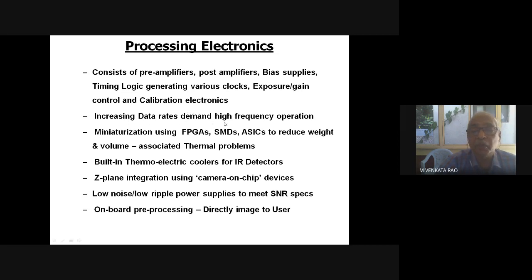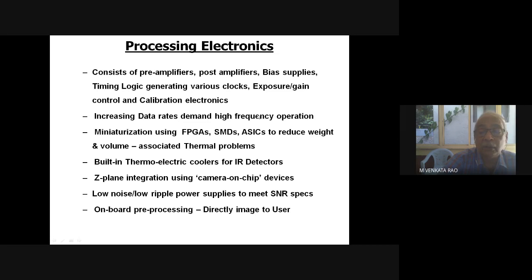Increasing data rates demand high frequency operation. As we are going towards higher and higher resolutions, for example, compared to a 10 meter, 50 meter, some hundreds of meter resolution, the data rates are increasing, and also the radiometric resolution. Earlier we were using 7-bit, 8-bit. Now people are going with 10-bit or even more. Because of all these reasons, earlier we used to have some 10 megabits per second data rate. Today, the Cartosat 3 series, high resolution satellites, go up to 1 gigabit per second type of data rates.